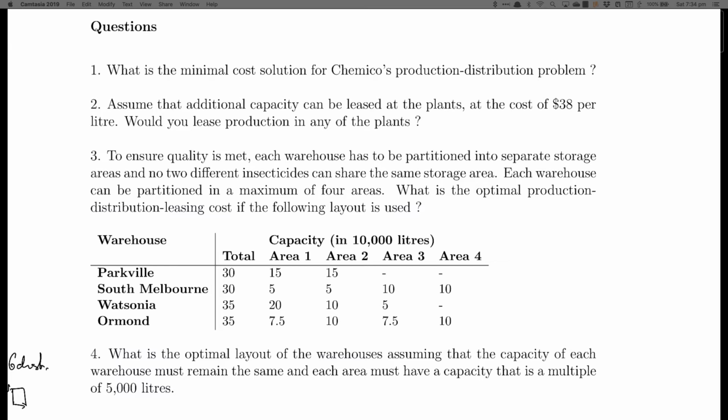And for questions 2, 3, and 4, we have little modifications of this problem. For example, in question 2, now we know that we can lease additional capacities. If the plant is full, you can buy extra capacity. So you can buy for $38 capacity to produce 1 liter of these rather expensive chemicals.